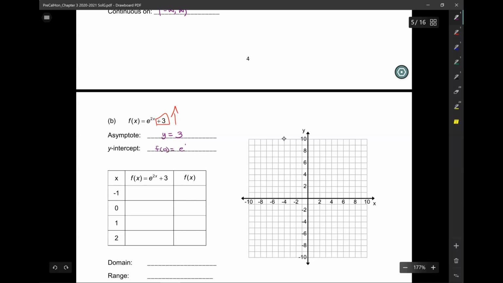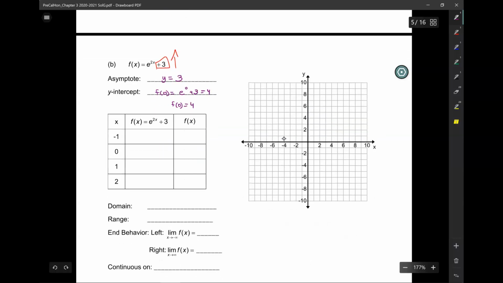The y-intercept is 4. And then to graph, I do the same thing, right? I'm going to pick these points again. So I have e^-1 + 3, e^0 + 3, e^1 + 3. I'm sorry, this would have been e^2 + 3, which is 10.4. And look, if my grid is just going until 10, I'm good to stop there.